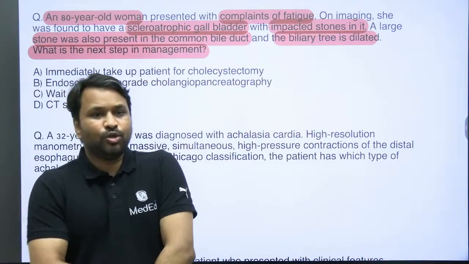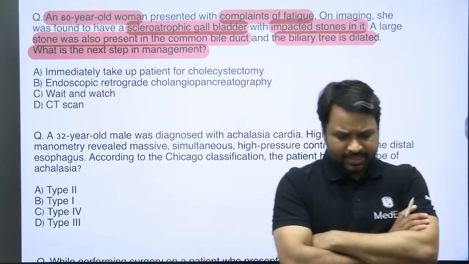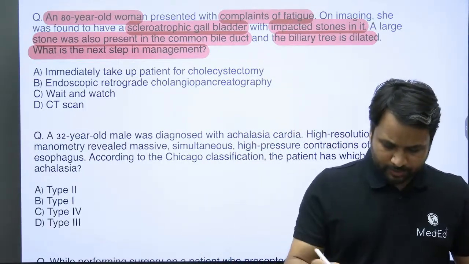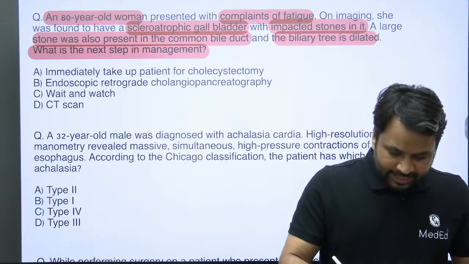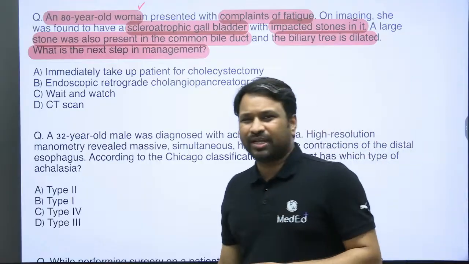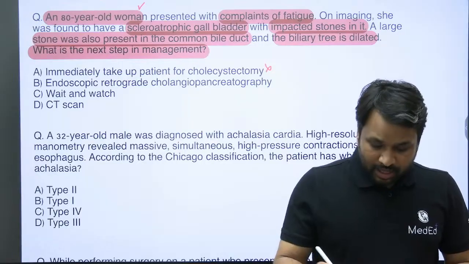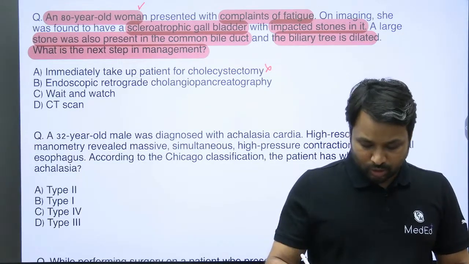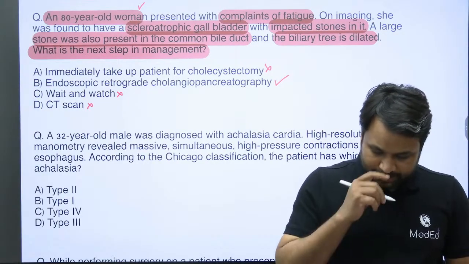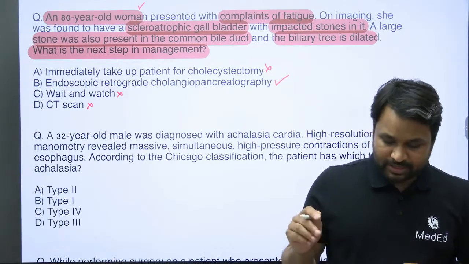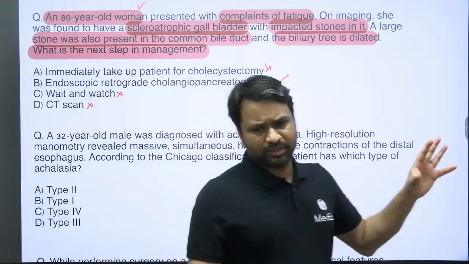Now, a sclerotrophic gallbladder is nothing but a fibrotic gallbladder with an impacted stone in it. The CBD stone is also present. What are the options that we have? Immediately take up the patient for cholecystectomy? In an elderly patient, a chronic fibrotic gallbladder did not cause any problem until 80, so it is unlikely to cause anything. No need to do anything. The CBD stone, I need to remove it, and I can do it with ERCP. Wait and watch? No, there's no role for CT here. A large stone was present in the CBD and the bile duct is dilated. Do an ERCP, release the stone and clear it.